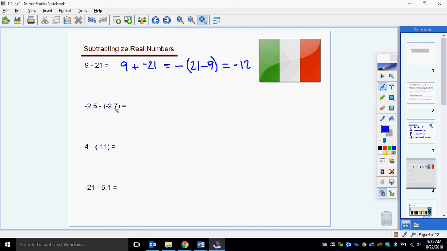The second one, subtraction again. So I have a negative 2.5, but I want to change subtraction to addition. And I want to change the sign opposite here. So it was negative 2.7, now it's going to be a positive 2.7.